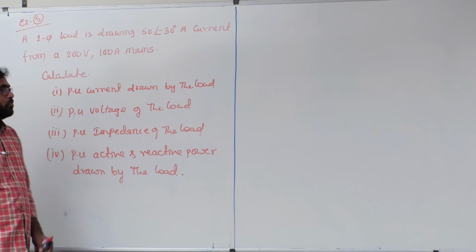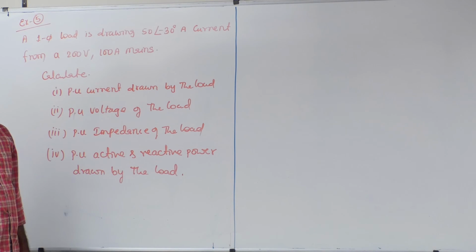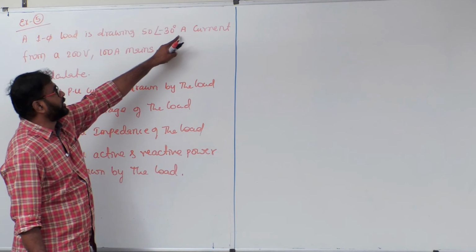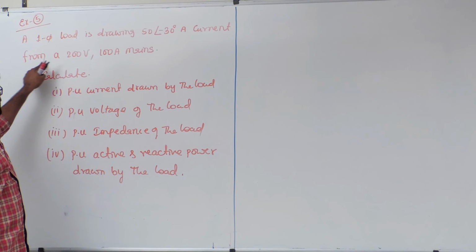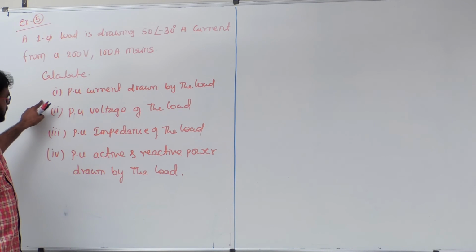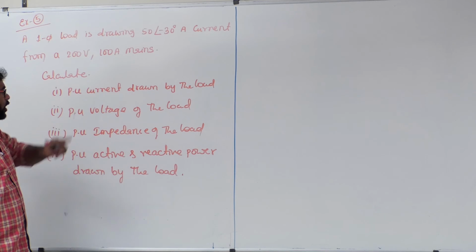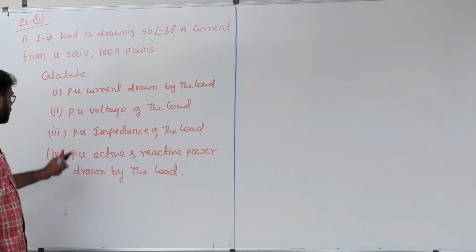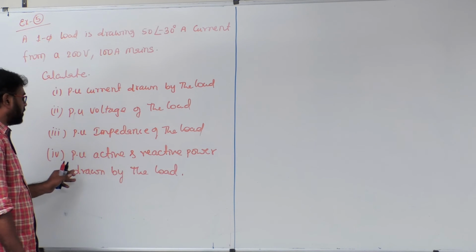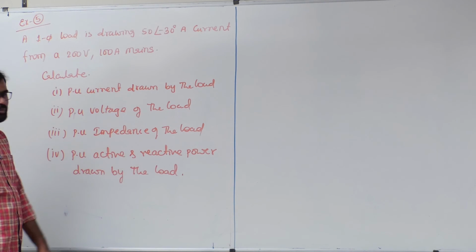Now, we will see this example. A single phase load is drawing 50 at an angle minus 30 degree ampere current from a 200 volts, 100 ampere mains. Calculate per unit current drawn by the load, per unit voltage of the load, per unit impedance of the load, and the per unit active and reactive power drawn by the load.